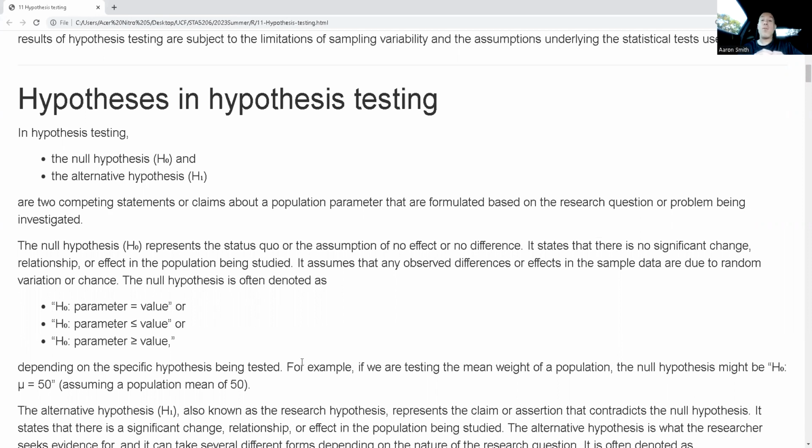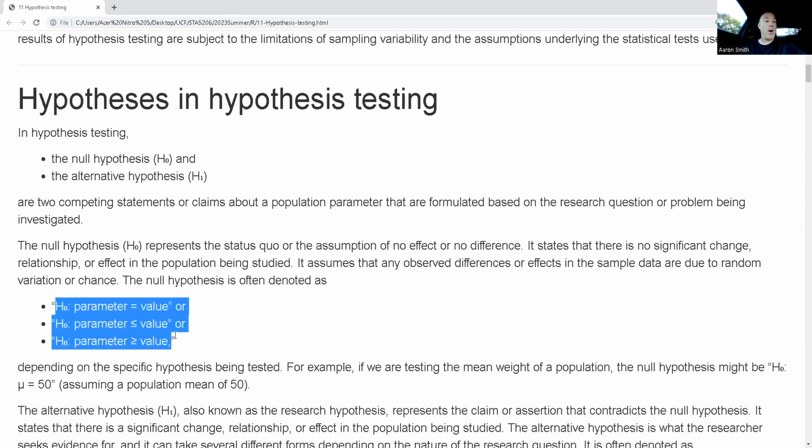The null hypothesis is often denoted as either an equal sign, a less than or equal to sign, or a greater than or equal to sign. And so here, these are the three ways that we typically have null hypotheses presented. You'll notice there's an equal sign in the null hypothesis every single time. We need that for the math to work out, by the way.